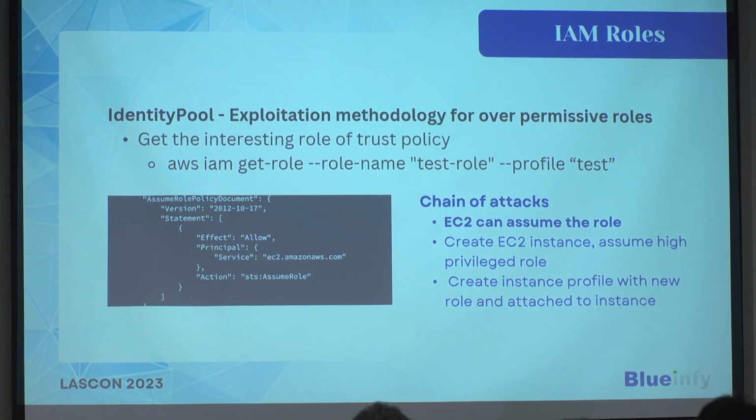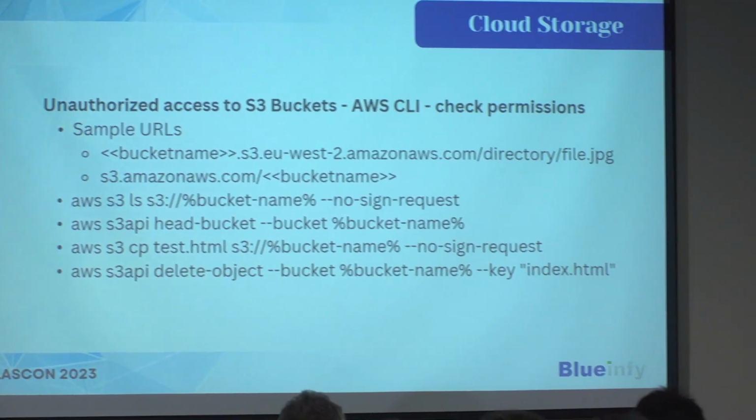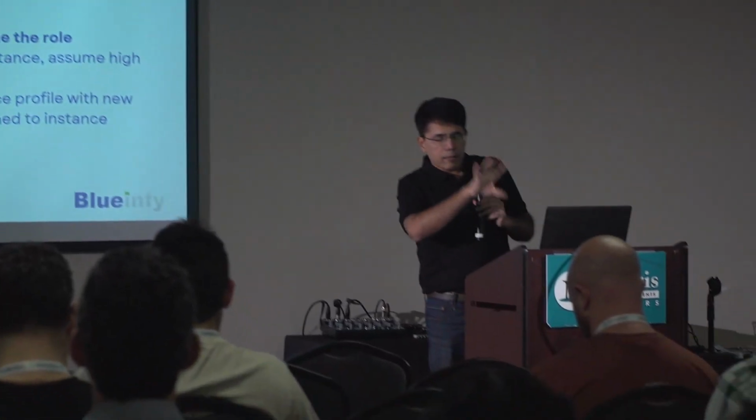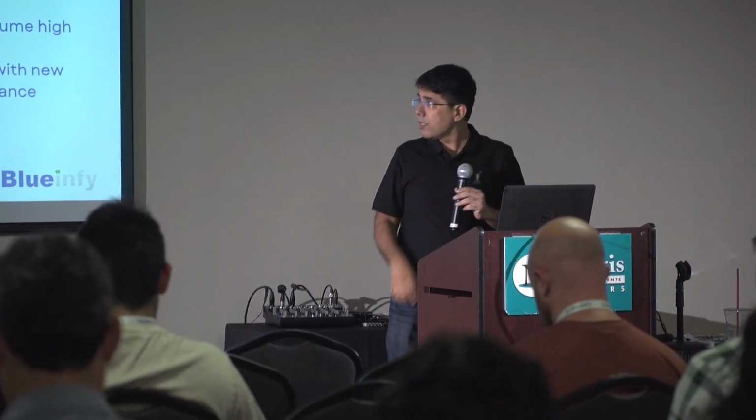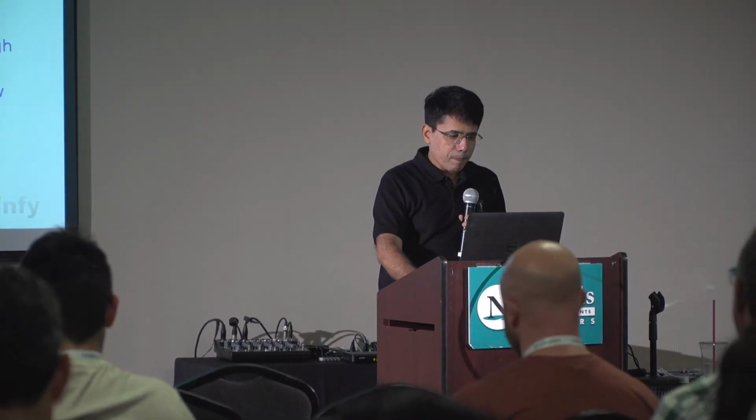So what will the attacker do? The attacker will create an EC2 instance, assume the high privilege role, create an instance profile and attach it to that particular new instance. And once he attaches that, through the metadata he can get the credentials of the admin accounts.